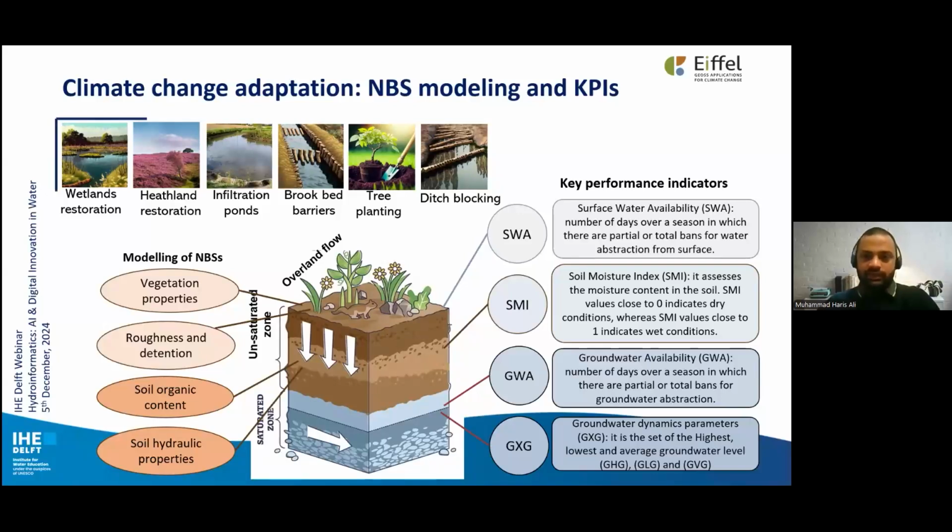We designed key performance indicators, which are the surface water availability, the soil moisture index for the unsaturated zone, and then the groundwater availability for the groundwater. And we set the threshold based on the results: if the water level goes below the 20% threshold, then there will be a complete ban of water abstraction for irrigation purposes. The same is for the groundwater.